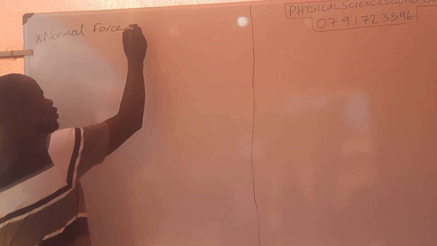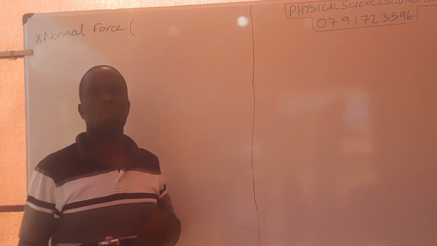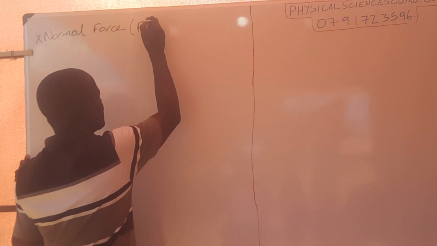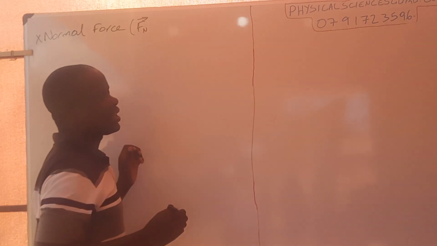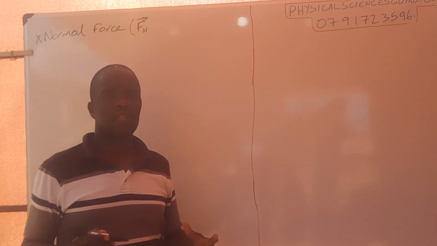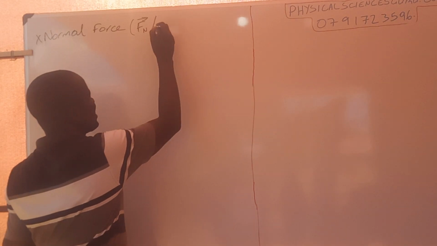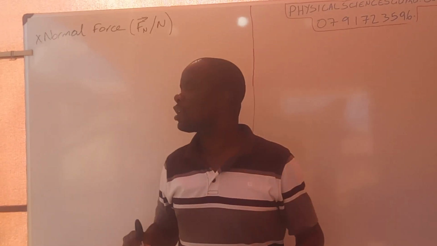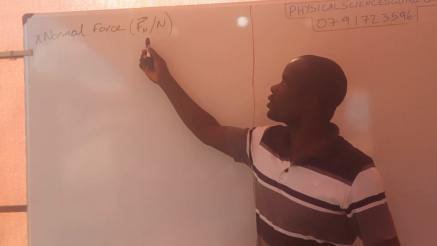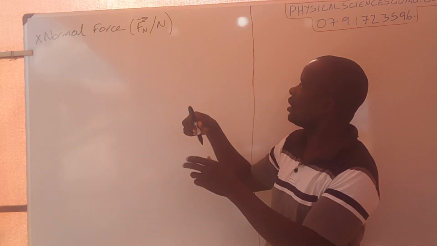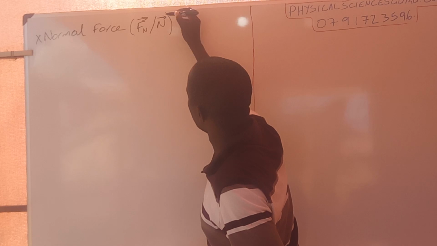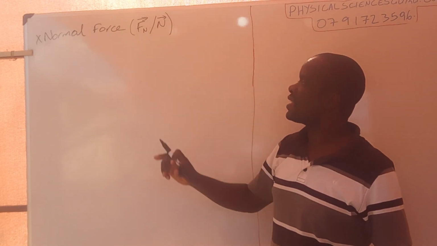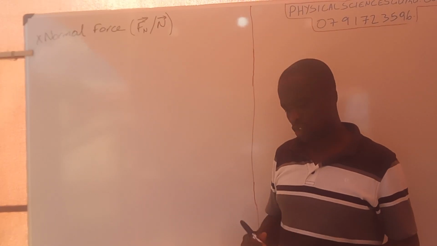Our symbol for the representation of our normal force, we use capital letter F, subscript capital letter N, like that. We can also represent it as a capital letter N. So the choice is yours. You can choose to represent our normal force as a capital letter N, or as capital letter F, subscript capital letter N.